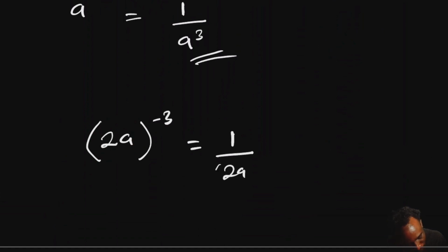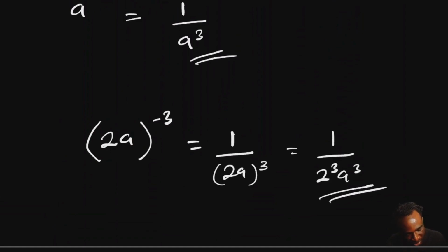And then what do we do? We have to write the exponent in a positive form. So you have to make it positive this time, and we can also rewrite this as 1 over 2 raised to the power 3, a raised to the power 3. This is the same as this.